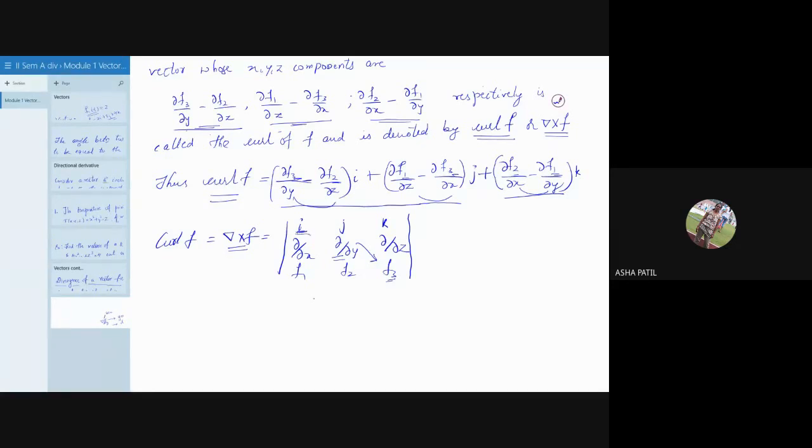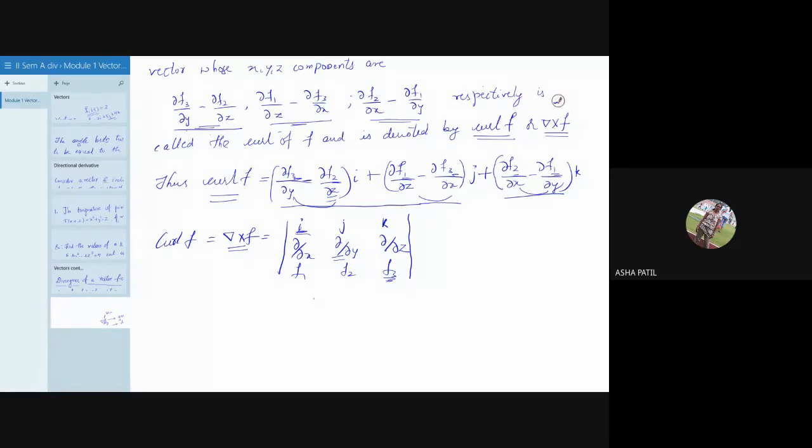What will you write? I into it is dou F3 by dou y, then minus dou F2 by dou z. That's what we have here. Similarly, if you go for j, then we'll be taking the minus sign there. So that's why you'll be getting the other way around here.